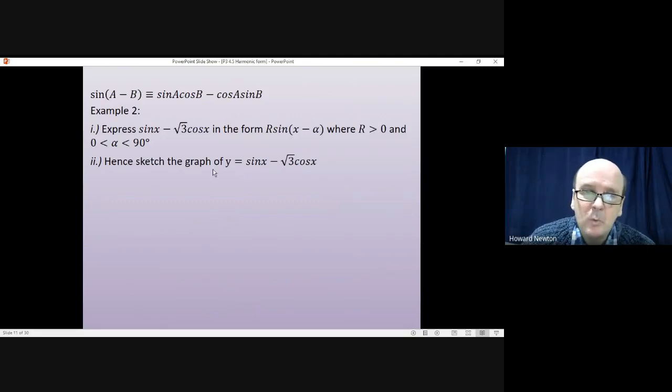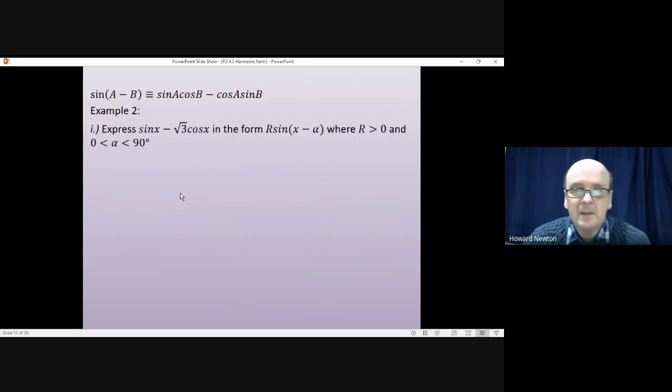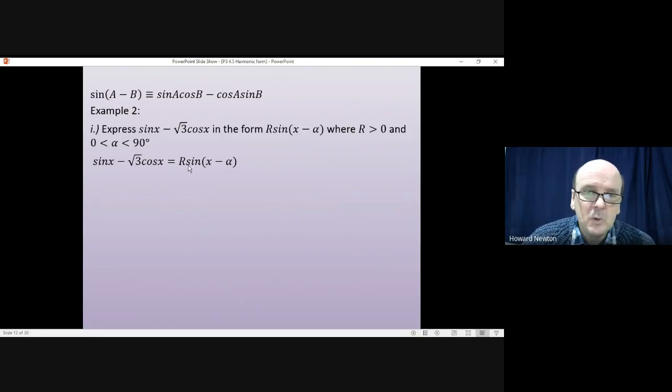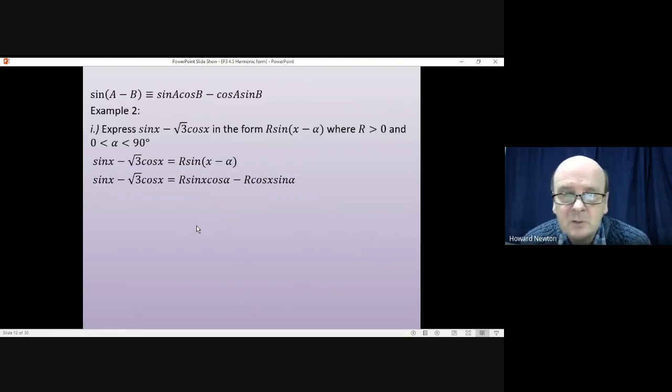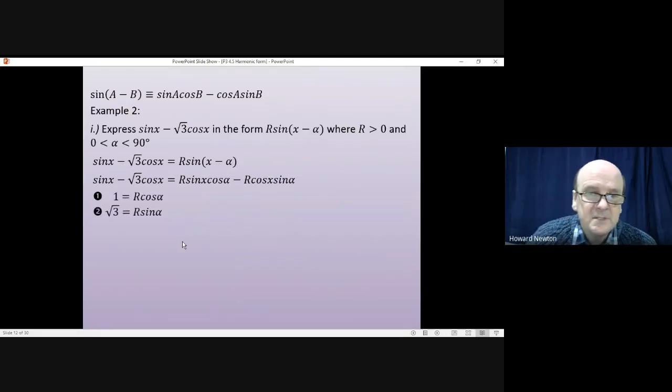Okay, we'll have a look at part 1 first of all. This time we're using r sine(x minus alpha). So when we expand the right-hand side, we'll get r sine x cos alpha minus r cos x sine alpha. Equating the coefficient of sine x will give us 1 equals r cos alpha, and equating the coefficient of cos x, we get root 3 is equal to r sine alpha.